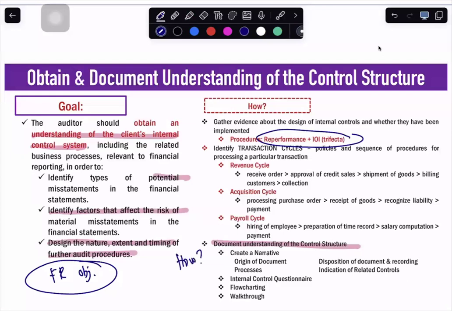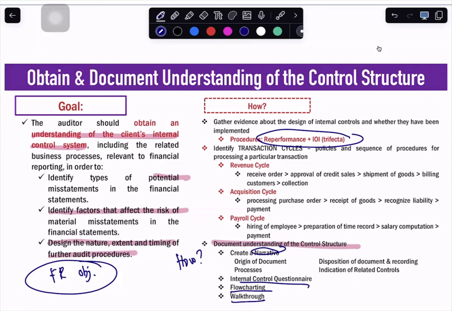But the question is, how do we document? You document using a narrative, internal control questionnaire, flowcharting, or walkthrough. So whenever you do a narrative, it is the origin of the document, the processes, how you dispose the document, and indication of possible related controls.